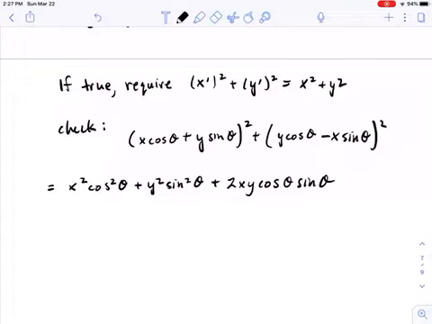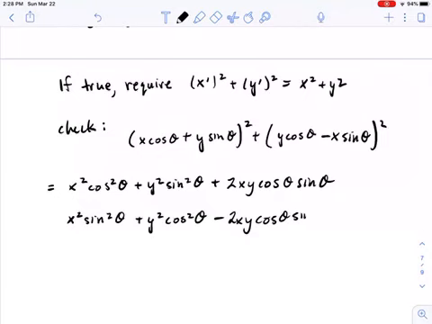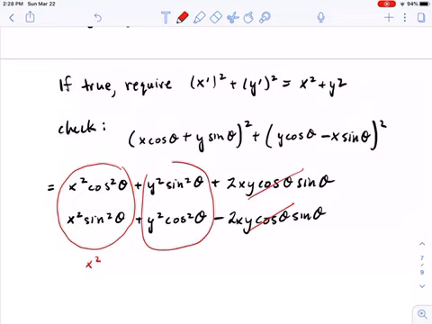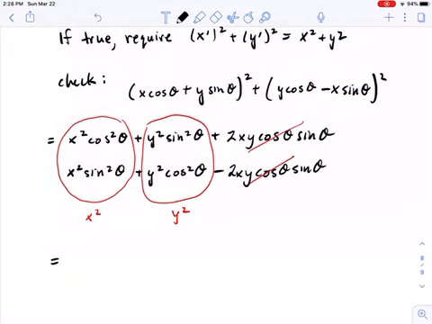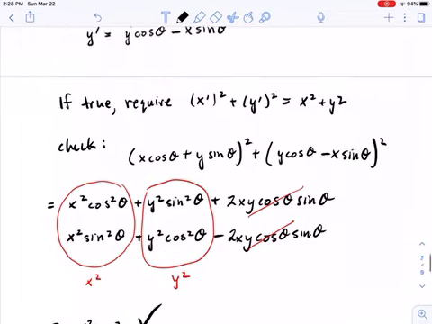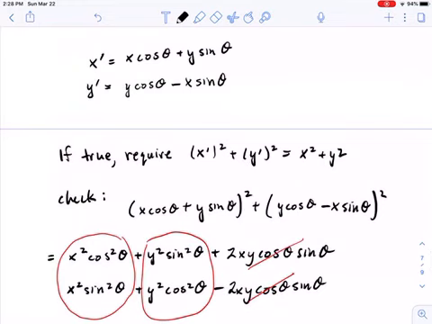I'm going to do x first. So we get x squared sine squared theta, and then we have y squared cos squared theta. And then we have our cross term, which is going to have a minus sign, 2xy cos theta sine theta. Okay, so these are going to cancel. These ones will combine to give us just an x squared, and these ones will combine to give us just a y squared. And so overall, what we get is x squared plus y squared. And so that's what we wanted. We wanted the length of our vector to be the same, regardless of the coordinate system that we're working in. Okay, so this is our transformation equation.